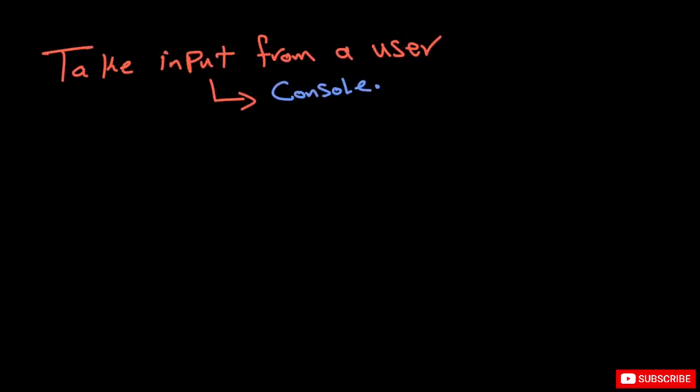Hello and welcome to this lesson about inputs and outputs in the C# programming language. You can take input from a user in the C# programming language by using the readLine method, and this method is from the console class. The console class in the C# programming language is used to represent the standard input, output, and error streams for the console applications.